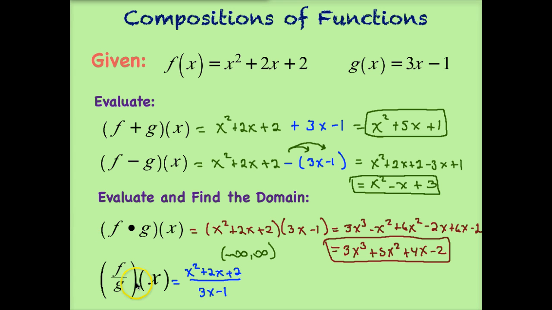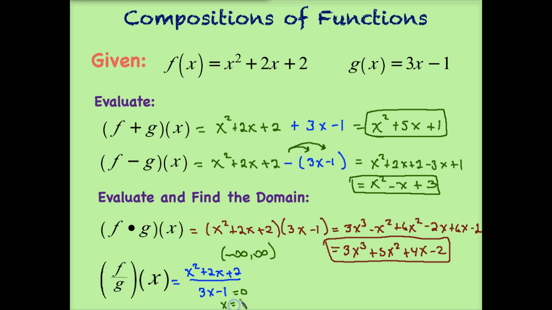For the second one, we just take our f function and put it over our g function. Normally, I would look at the numerator and see if I could factor it, but in this case, this cannot be factored evenly, so we'll just leave it as is. Looking at our domain, I'm looking at my denominator, and I'm trying to figure out what would make this equal 0. An easy way to do that, remember, is just set it equal to 0 and solve.